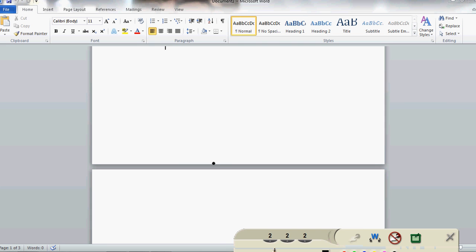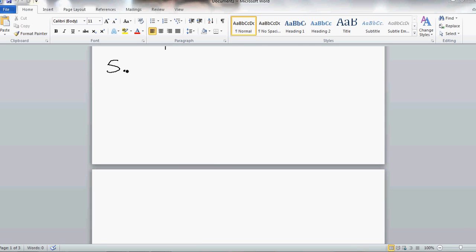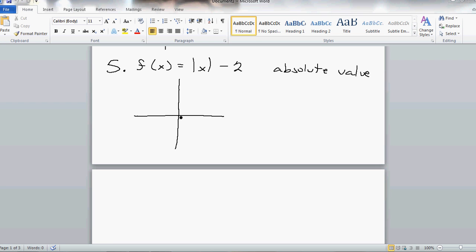Example number 5. F of x equals the absolute value of x minus 2. Well, it's rather obvious this is the absolute value function, so it's going to have that V shape, and the only thing that we're doing to it is this minus 2. Well, absolute value gives us the points 0, 0, 1, 1, 2, 2, negative 1, 1, negative 2, 2, and it's going to go on indefinitely in all directions.